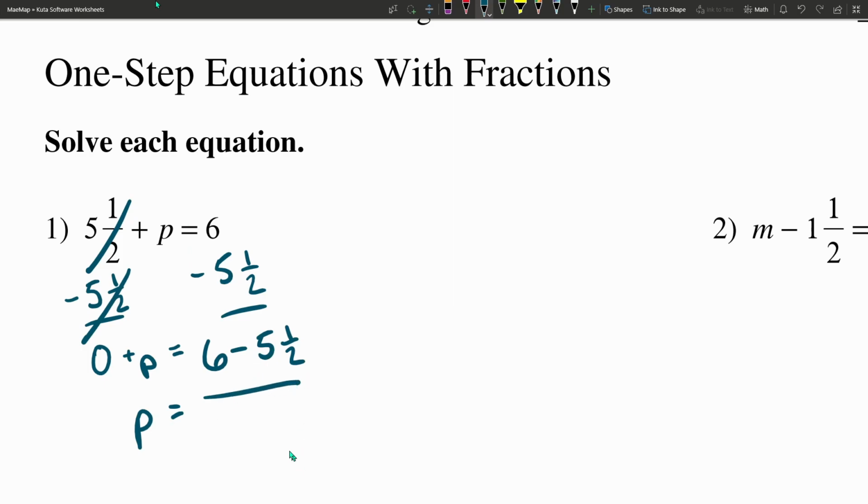So, simple subtraction now, 6 minus 5.5. You can think of this as a decimal, but I think it's easier just to stick with fractions, because 6 minus 5.5, we know that 5.5 is less than 6, so we're still going to have a positive number. 6 minus 5 is 1, but we're still subtracting that 1/2, so that's going to leave us with 1/2. So p equals 1/2 in number one.